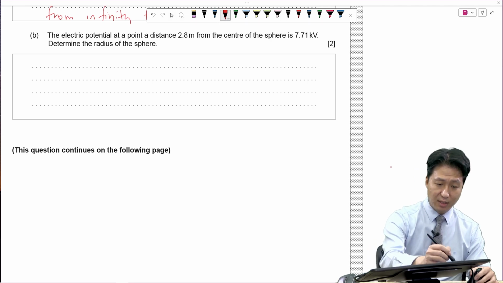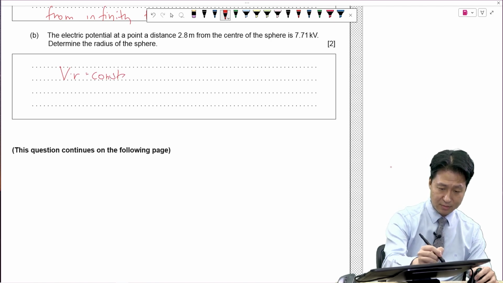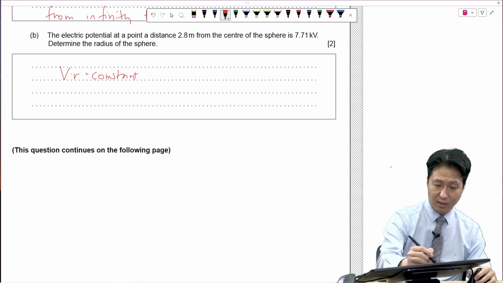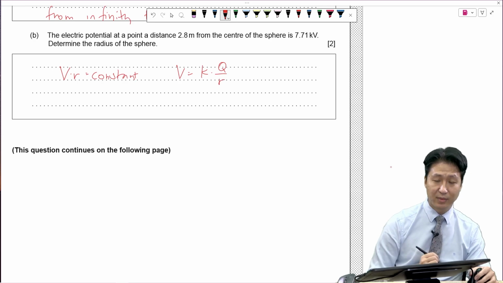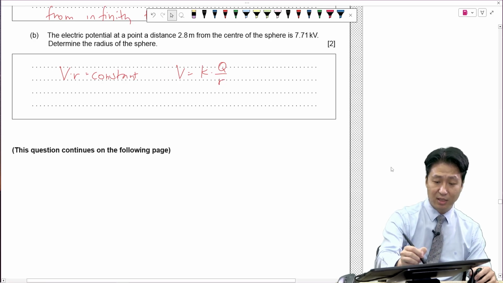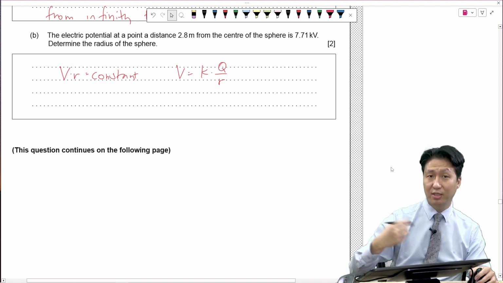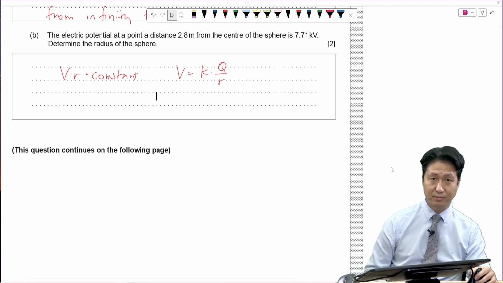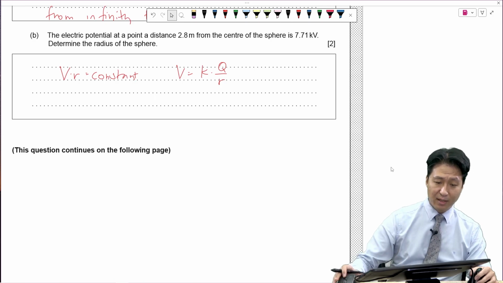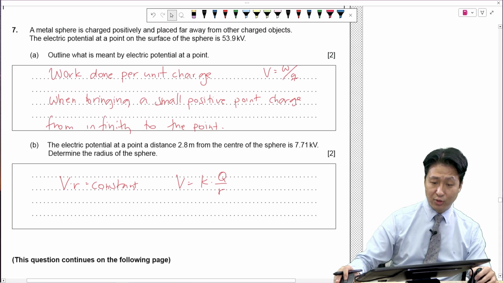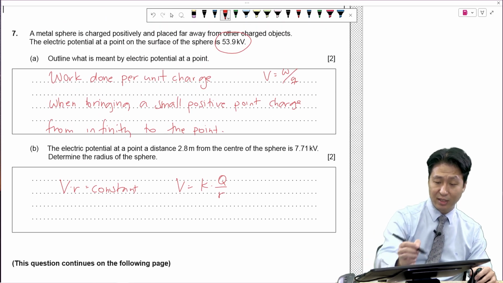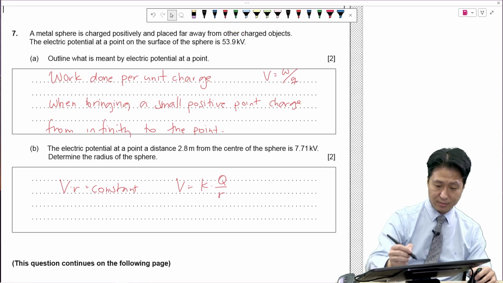First, the voltage times the distance is some constant value. The reason for this is because voltage is K, the Coulomb constant, times the charge over the radius. If you multiply this and this, you get the Coulomb constant times the charge, which is taken to be approximately constant. What we will do is we'll use the value of 53.9 kilovolts here.